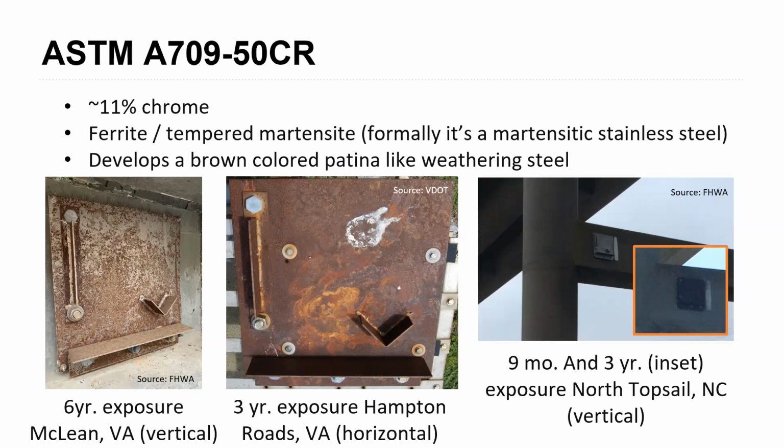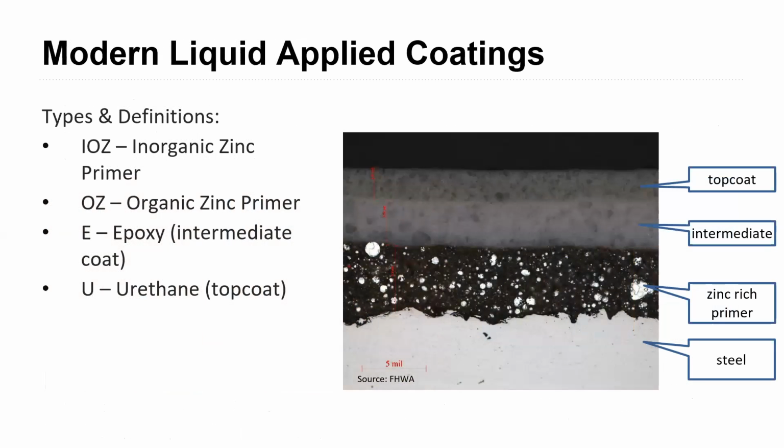One of the more common types of systems that we have for steel bridges is modern liquid applied coating systems. So this is paint systems. What we see here on the right here is just a cutaway or a slice, if you will, of a typical paint system. We have the steel substrate on the bottom.